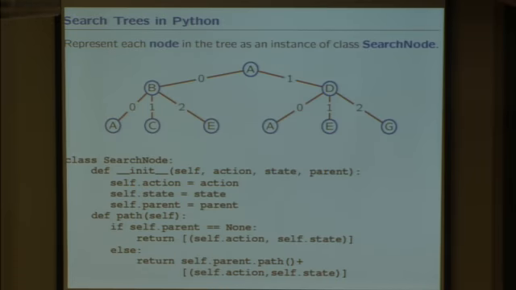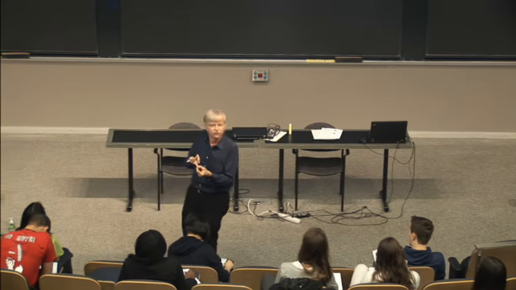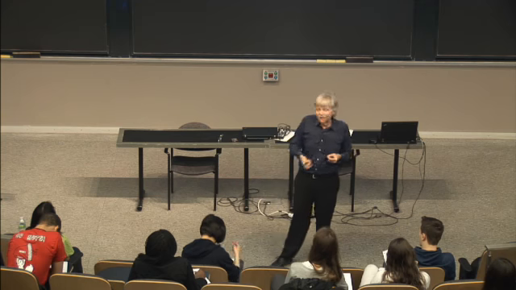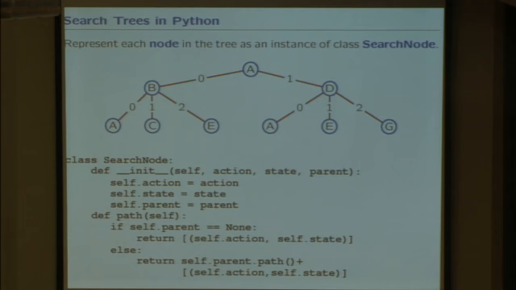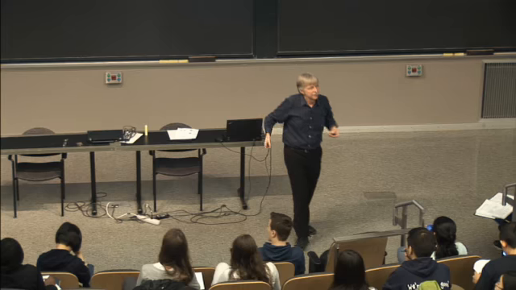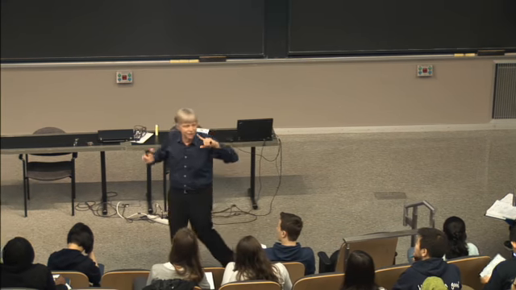OK, so what are we doing? We specify a problem by telling you the successor function, the start state, and the goal test. And then we provide a class by which you can build nodes to construct on the fly the search tree. OK, now we're ready to write the algorithm.